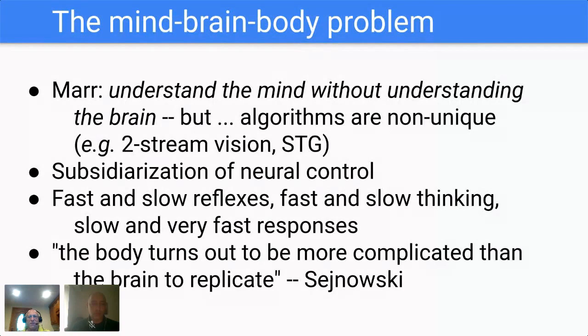I found a quote recently from Terry Sejnowski, who will be speaking this afternoon. The body is more complicated than the brain to replicate. So also, when you think about how people work or how animals work, you have to consider the end organ. And the end organ has its own complications that the brain and the spinal cord have to take into account, so that you really have this full system. And of course, in medicine, we always talk about holistic medicine. We're treating the whole patient. In terms of understanding, we also have to think somewhat holistically.